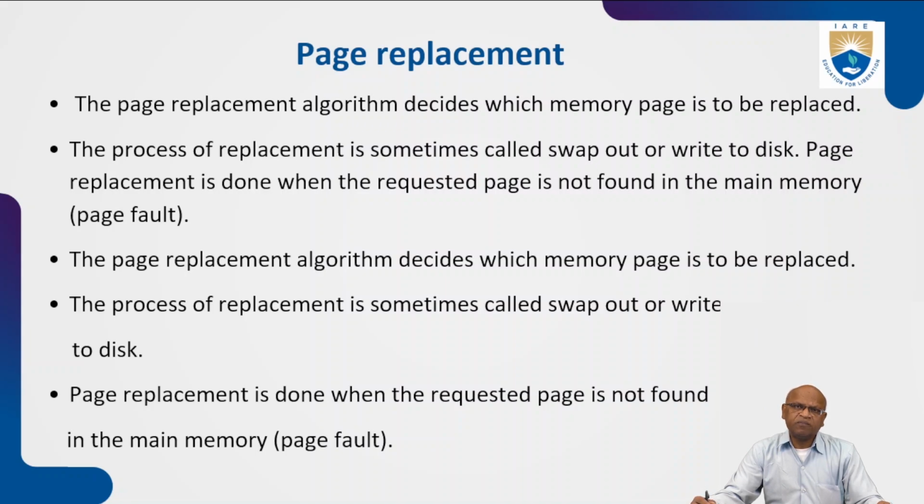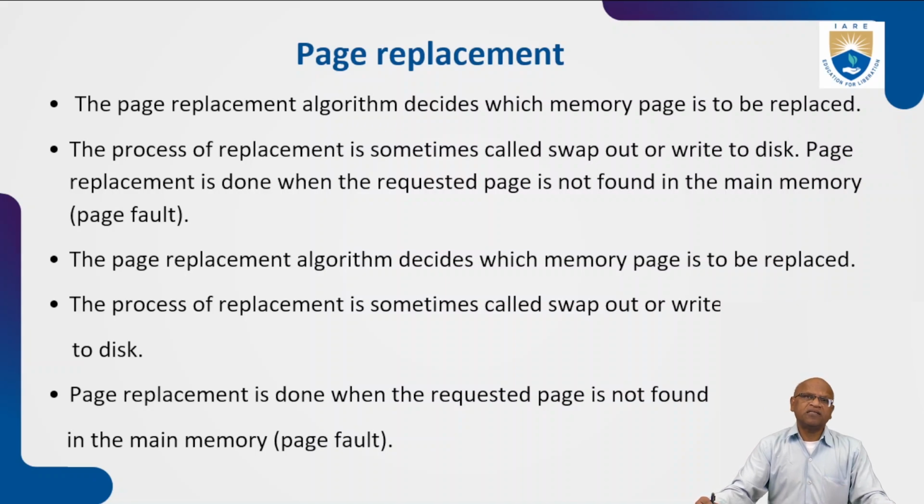So we require the 11th page, but the 11th page is not available in the RAM. That is what we call a page fault. Whenever a page fault occurs, automatically we go for the page demand. That page we are demanding, page 11, is not available in the RAM. So when it is not available, we call it page demanding and page fault.